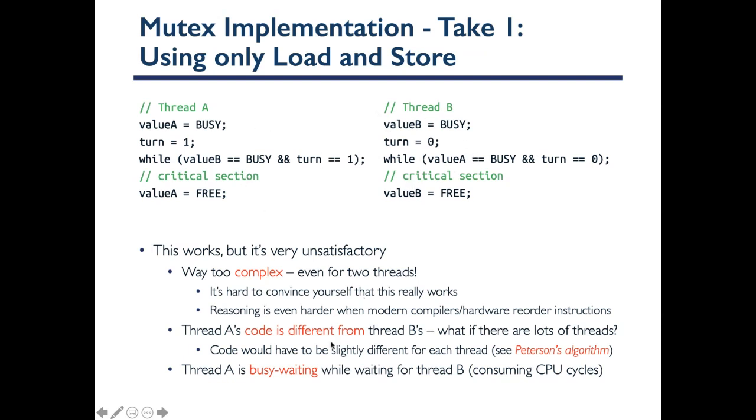Now this gets even uglier if you have more than 2 threads. For those of you who are interested, you can look at Pedersen's algorithm on how to do a mutual exclusion for multiple threads, just using loads and stores. So again, it works. It's complicated. It's not clean, and it does busy waiting. So here, inside this while loop, we're just executing the same while loop and waiting. So we're wasting CPU cycles by just waiting.